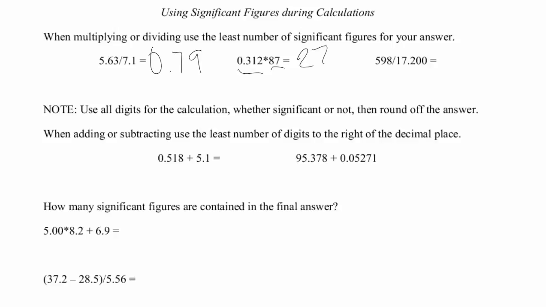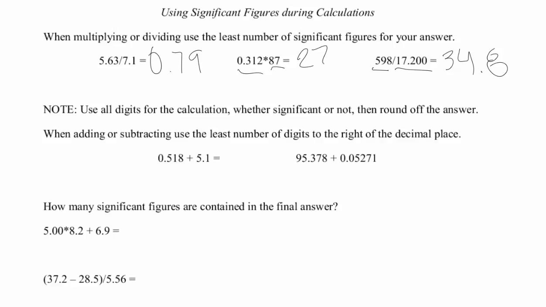In our last problem, we have 3 significant figures for the first value, and then we have 5 significant figures for the second value. Remember that zeros after the decimal place are significant, so these 2 last zeros do count as a significant figure. So we want to use the least number of significant figures in our final answer. So our answer will be 34.8. And that will be 3 significant figures. And I made a note here saying to use all the digits for the calculation, whether significant or not, then round off the answer.